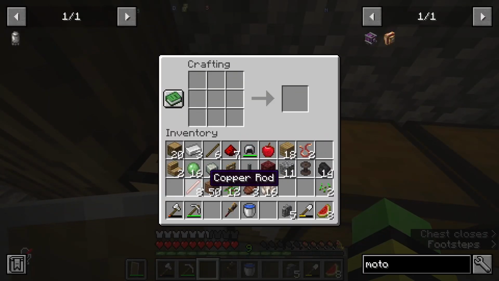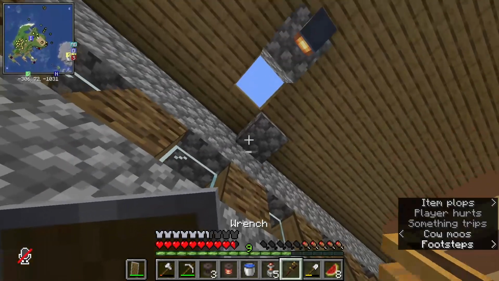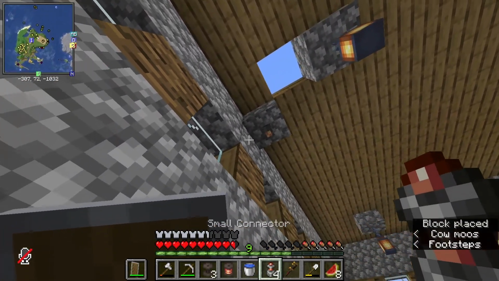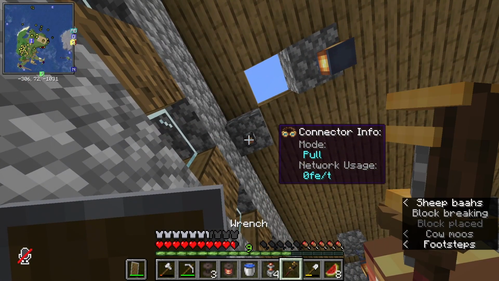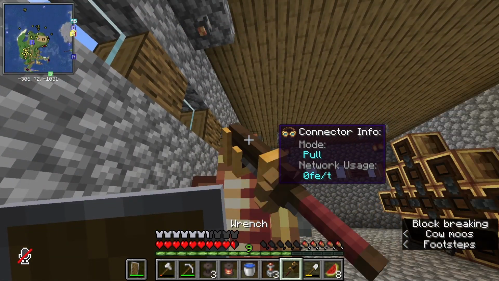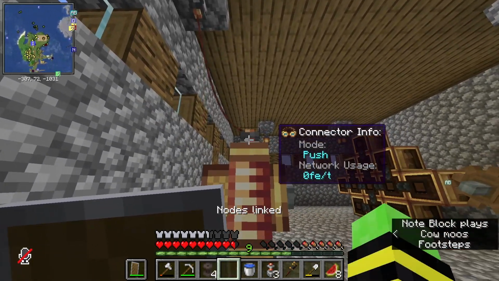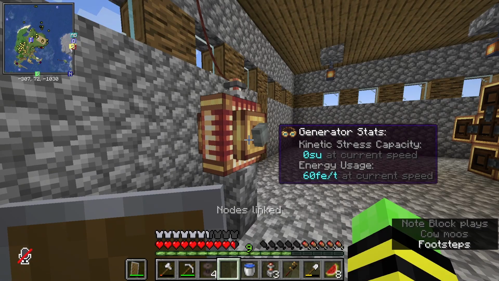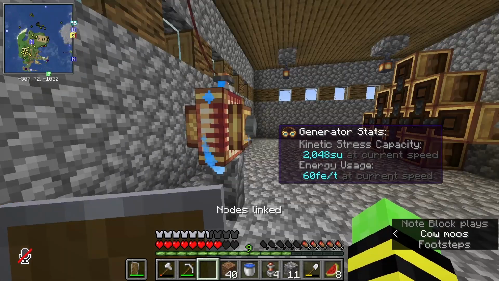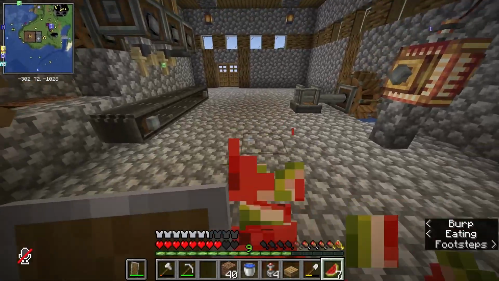Copper rod is what we need. And if I did my maths right, if we set this to pull and then we go like that, this should be a push node. Hey, it works. What are we gonna do with this?